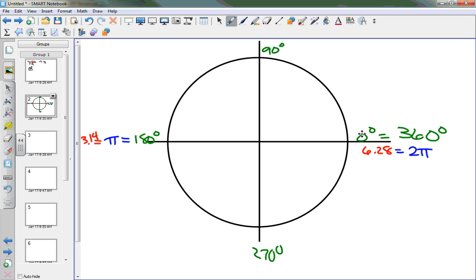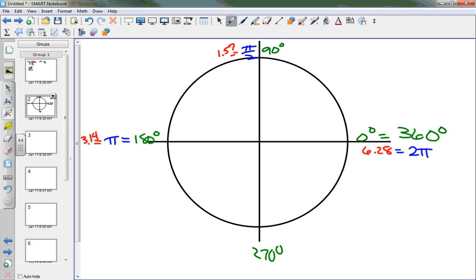Now, if pi is 180, what's 90? Why is it half pi? Because you're taking 180 and dividing by 2, so you're going to take pi and divide it by 2. So that's going to give you 1/2 pi. So if I have 3.14, what's half of that? Well, half of 3 is going to be 1.5. Half of 14 is going to be 7, so it's 1.57.